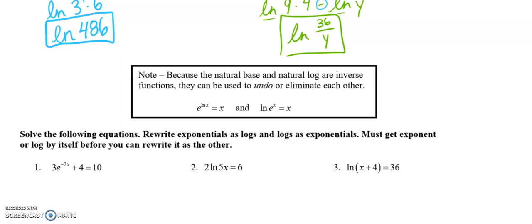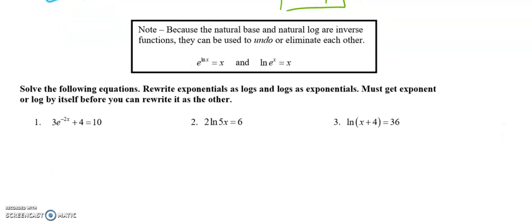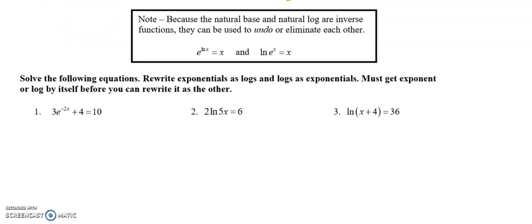Note, because the natural base and the natural log are inverse functions, they can be used to undo or eliminate each other. So just like before when we had log functions, we would rewrite them as exponentials. We can take an exponential and rewrite it as a log to solve the problem. So here we have 3 times e to the negative 2x plus 4 equals 10. First thing we want to do is isolate the exponential part. So we're going to need to subtract 4 from both sides. That gives us 3e to the negative 2x equals 6.